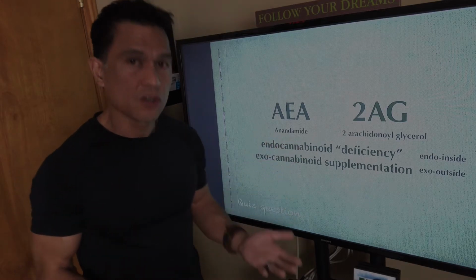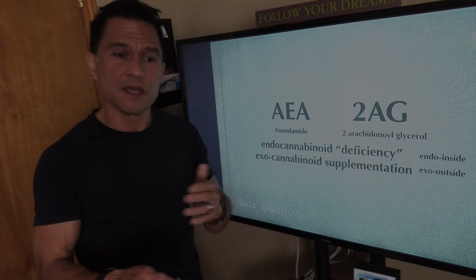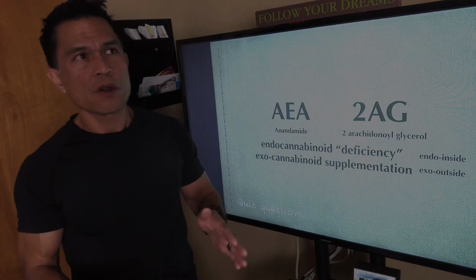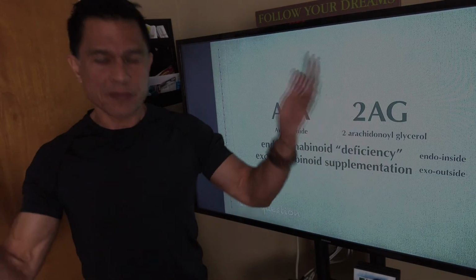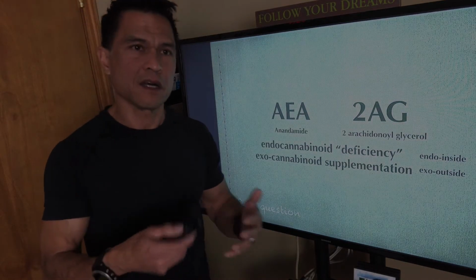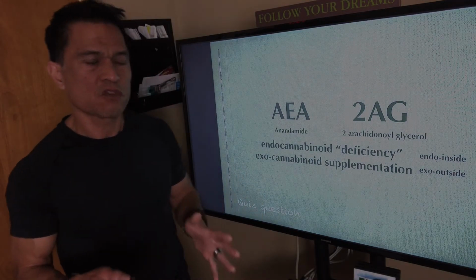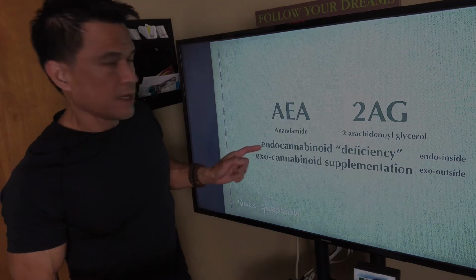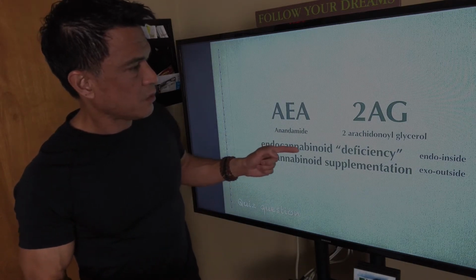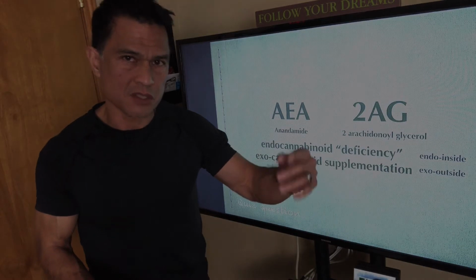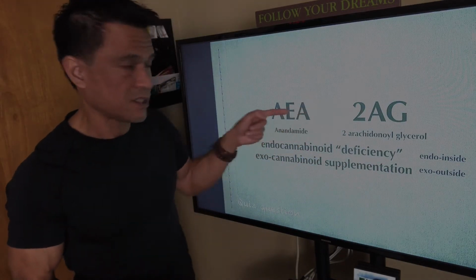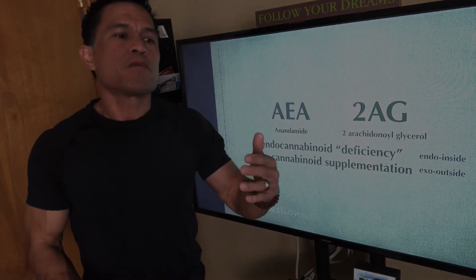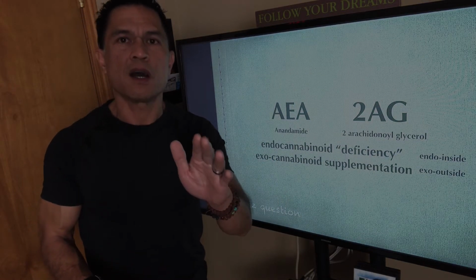So if you make a good amount, then you should be okay. The problem is we probably get burned out and don't make enough. Or we make enough, but the overwhelming external stimulus is wanting us to get more because we're just fighting a battle uphill. So again, as a refresher, endocannabinoid deficiency: endo means inside the body, you make it on your own, that's these two. And exocannabinoid supplementation would be if you can't develop your own calming practice.